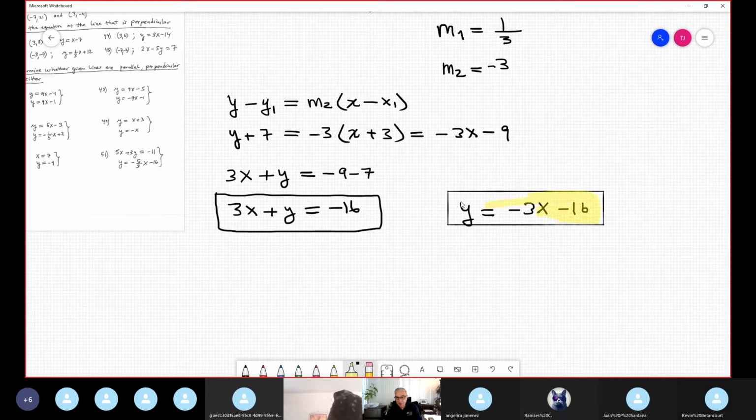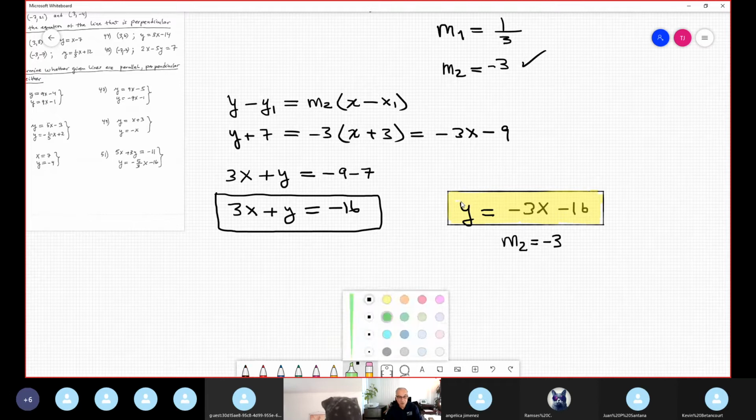One fantastic way to check if everything is okay is to ask myself, what is the slope of the new line I found? What is the slope of this? Well, it's minus 3. It's exactly coincident with the slope I originally determined. And this is slope-intercept form itself. Any question? So I suppose we have no problem, no?